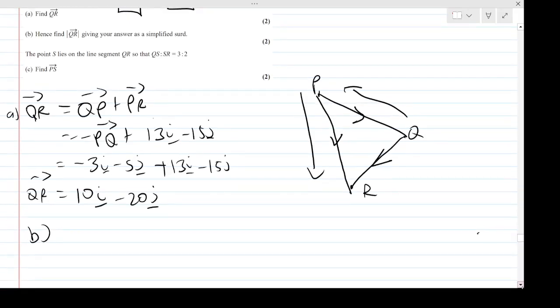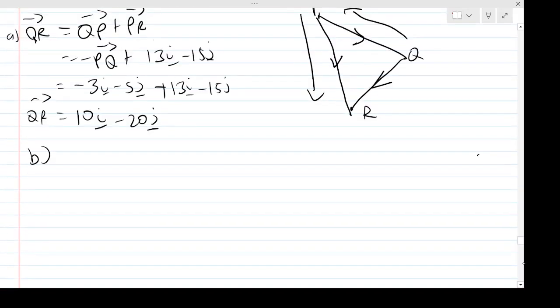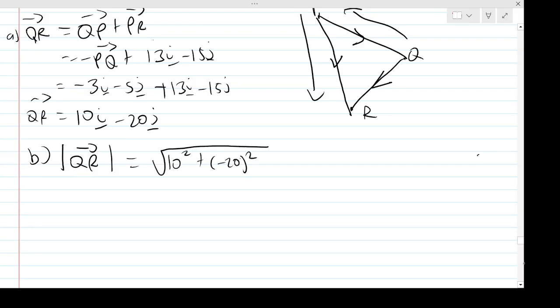Then for part B, it said hence find the length of QR as a surd. So that shouldn't be too weird either. The length, the modulus, the magnitude of the vector QR, the vector we just worked out, is going to be the root of the two parts all squared. So 10 squared add minus 20 all squared. If I do that in the calculator, I get 10 root 5. Okay, cool.